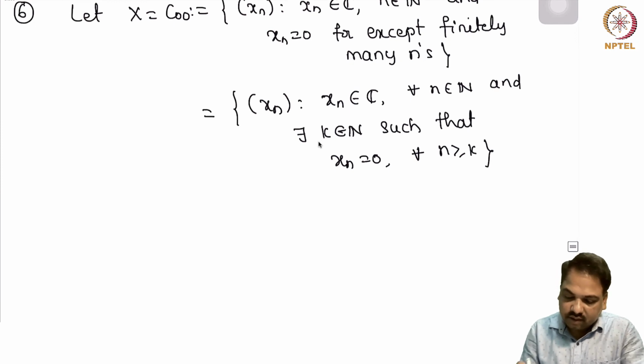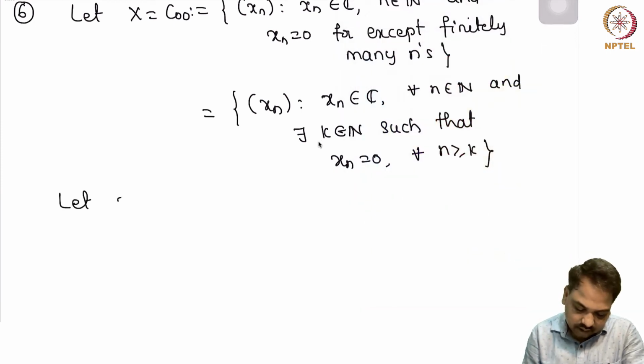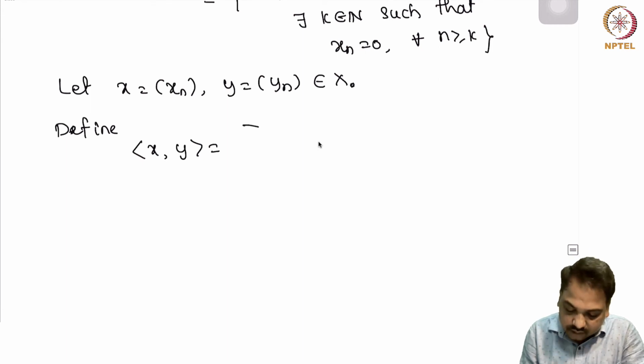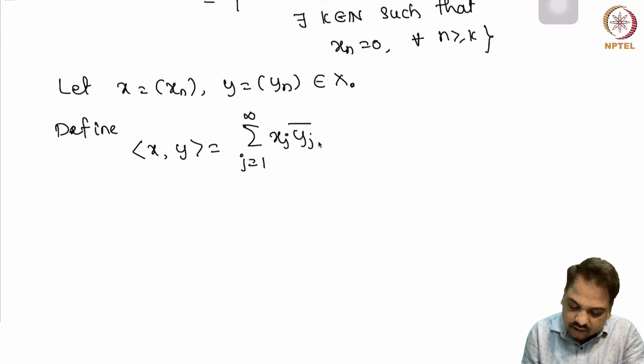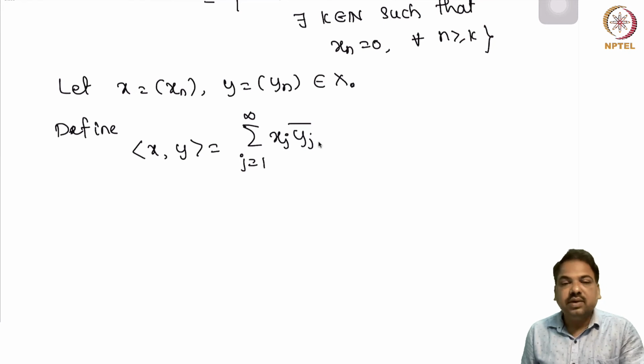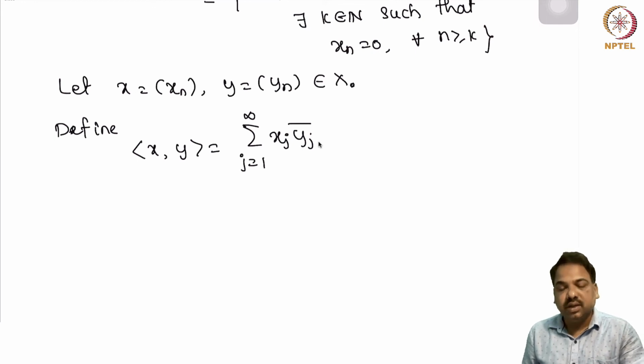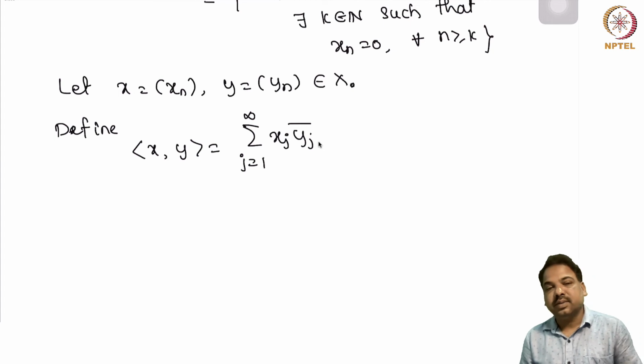Okay, so if you take two sequences x and y, let us take x as xn and y as yn coming from X. Define the inner product of x with y as summation j equal to 1 to infinity xj yj bar. The series on the right hand side of this equation is convergent because in each sequence there are only finitely many terms that are non-zero, remaining are zero. So on the right hand side that is a finite sum.